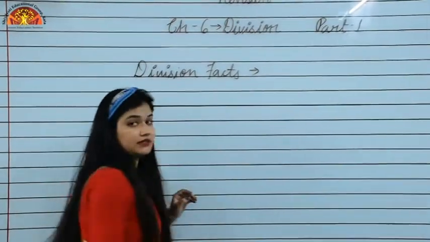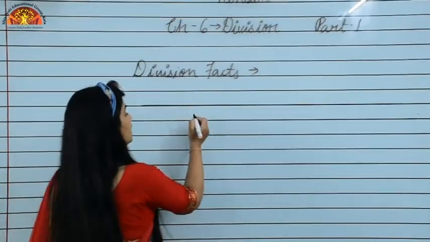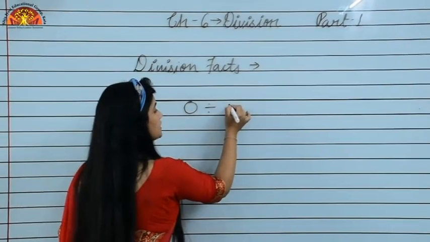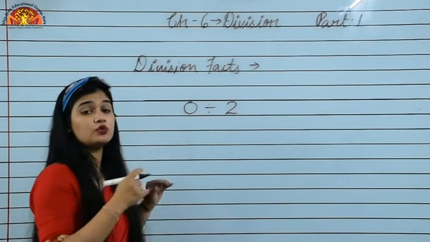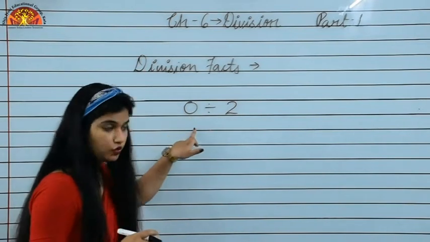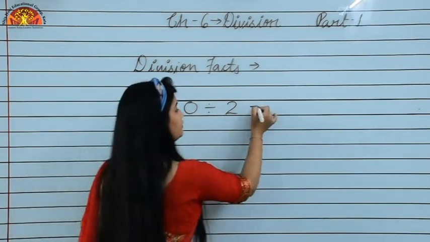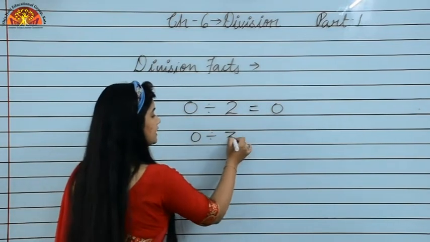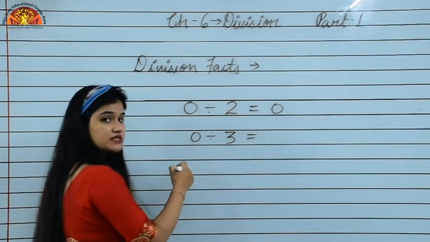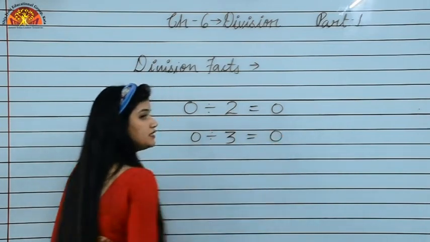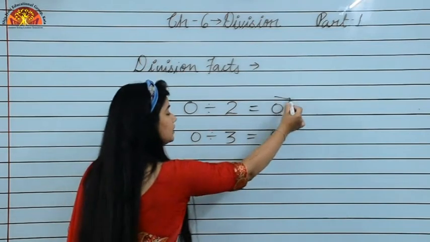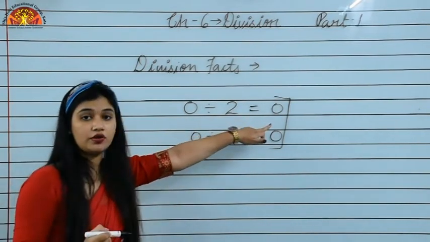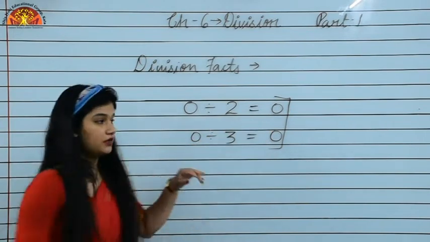So now we'll see the third division fact. If you divide 0 by a number, आप किसी भी नंबर से डिवाइड कर रहे हो 0 को, you are dividing 0 by a number, the result will be always 0. हम 0 को किसी भी नंबर से डिवाइड करें, सपोज आई एम टेकिंग 3, मैं 0 को किससे डिवाइड कर रही हूँ, 3 से, then the result will be 0 always. So this is the third division fact. If you divide 0 by any number, the result will be always 0.